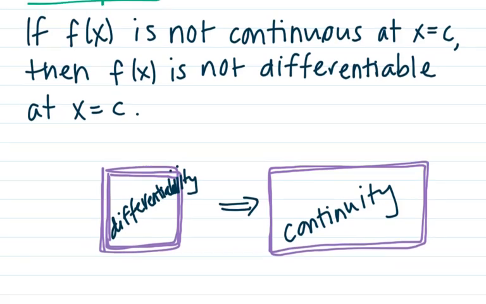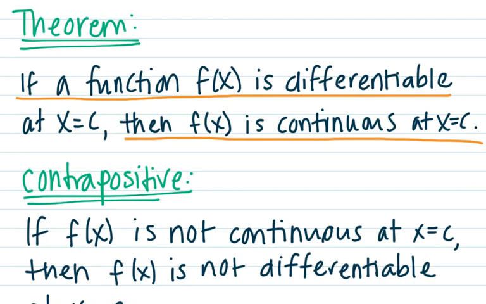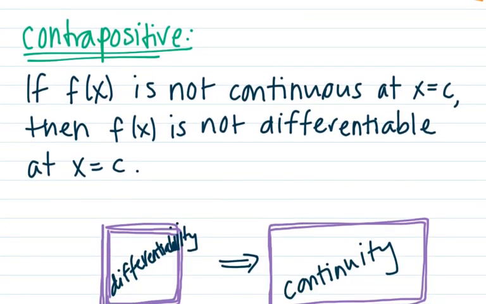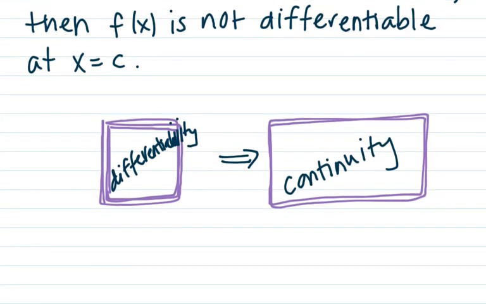Going forward, you will need to be very comfortable with the theorem itself, that differentiability implies continuity, and also the contrapositive. It's super helpful sometimes. They'll give you a really complicated function to find the derivative of, but if it's not continuous at a given point, you don't need to go through all that work to find the derivative at that point, because it's not going to exist. But there will definitely be plenty of questions that make sure you really understand this relationship between differentiability and continuity.